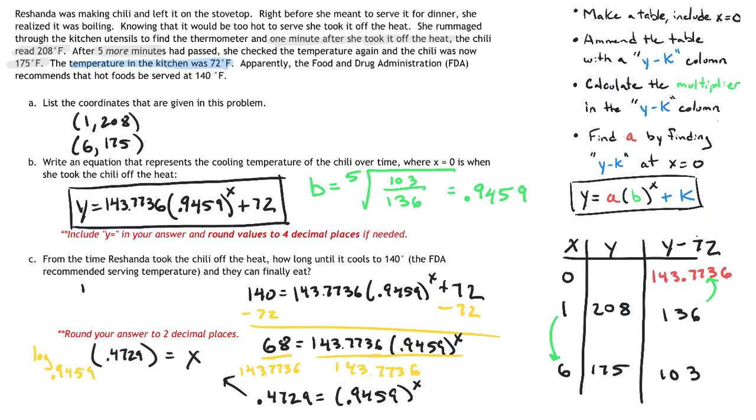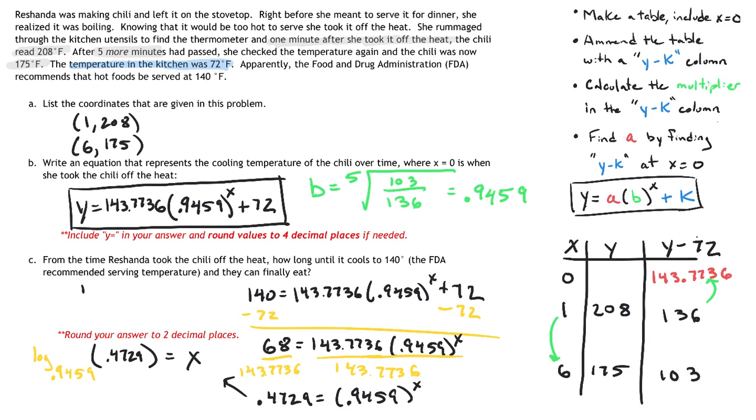And then you want to find your decimal answer, rounded to 2 decimal places, by using your calculator. Depending upon which calculator you have, how you evaluate this might change. But all calculators can use the change of base formula: to calculate x, you would do the log of 0.4729 divided by the log of 0.9459, and that would equal x. No matter which kind of calculator you have, you can do that and it will get you the answer.